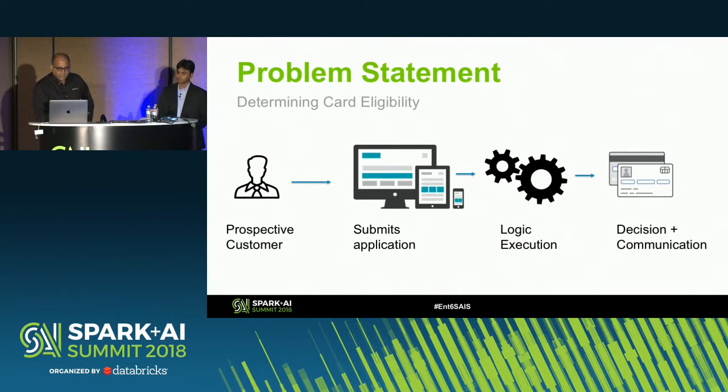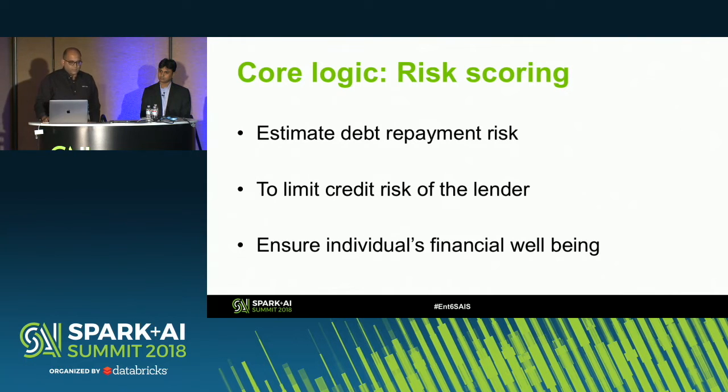So the use case is simply that you and I go to the credit card website or respond to an email, click through the application, fill up the form, the logic gets executed, and the decision is communicated. And in case where a decision is unable to be made, then it just gets moved into a semi-automated manual process. So the core logic is, of course, estimating risk, estimating the debt repayment risk, really, and to limit credit risk of the lender, and obviously for the financial well-being of the customer so that we don't over-leverage ourselves in spending too much on the credit card.